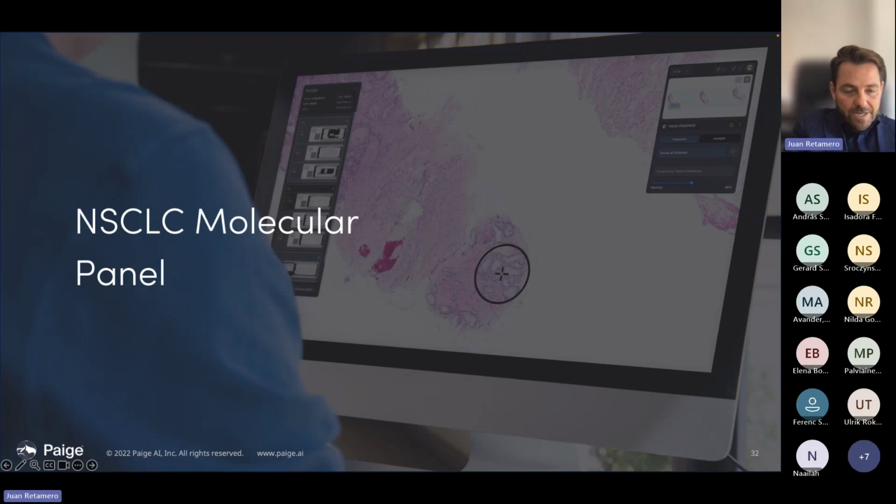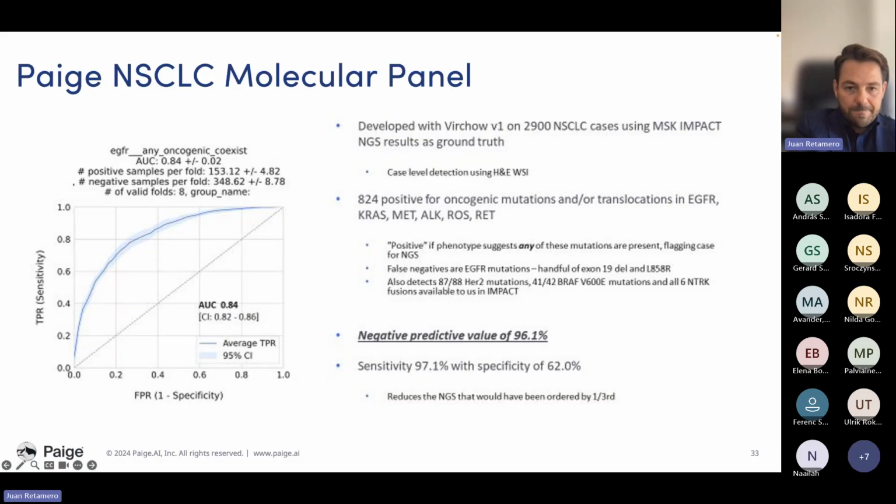Right. And finally, what about non-small cell lung cancer? What can we do for these patients? So essentially, the idea that we had was to develop a molecular panel geared to detect any of these mutations that you see here. Obviously, these are perhaps the 5 most common mutations.